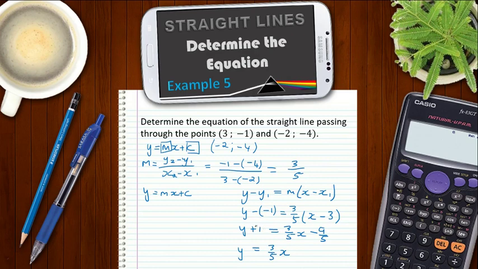So minus 9 over 5, and then taking the 1 to the other side, -1. So therefore, y equals 3 over 5 x, then minus 5 over 5. So this gives me -14 over 5. Alright, so there's my equation of my straight line in its standard form, where my gradient is 3 over 5 and my c value is -14 over 5.